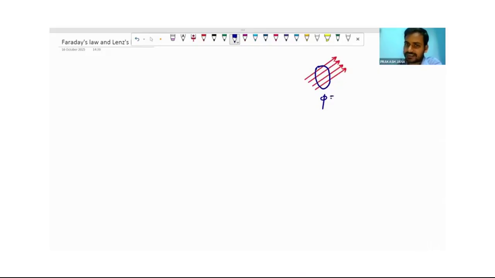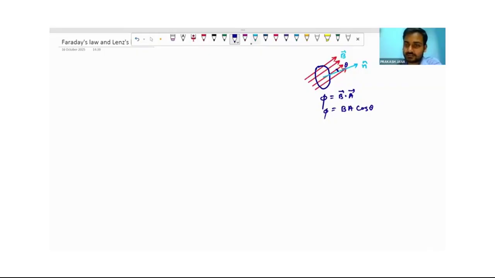As we know, flux phi is equal to B, that is magnetic field, dot A, that is the area vector. B dot A gives BA cos theta. What is this theta? Theta is the angle between the magnetic field and the area vector n cap, that is the cross-sectional area vector. Then phi is BA cos theta.